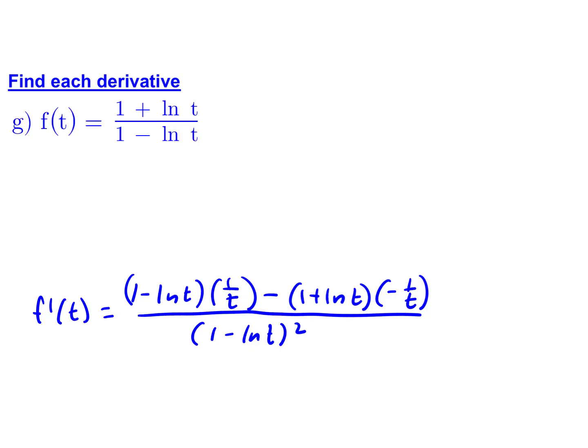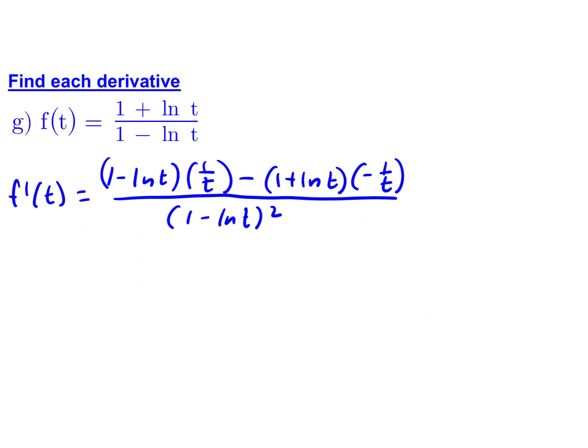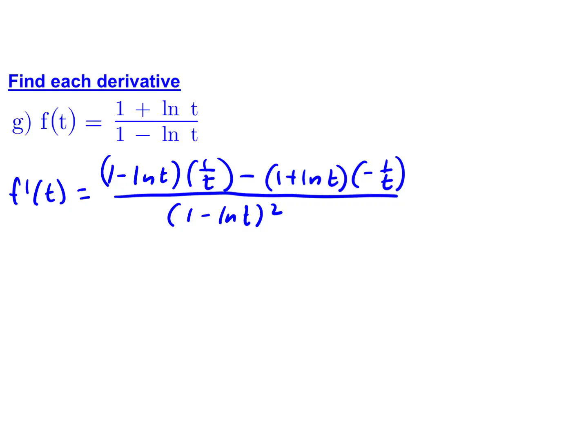And actually, before I expand the top, here's what I'm thinking. You could distribute, but because they both have 1 over t's, maybe something's going to cancel in here. So what I'm going to do is factor out the 1 over t, and let's see where that gets us. So I've got 1 over t on top. Okay, 1 minus natural log of t.